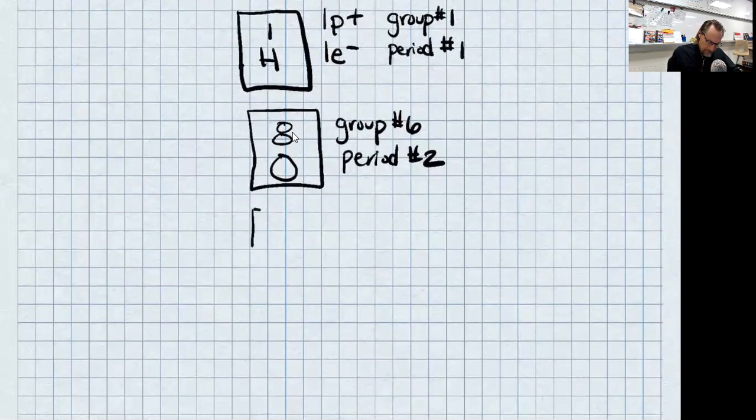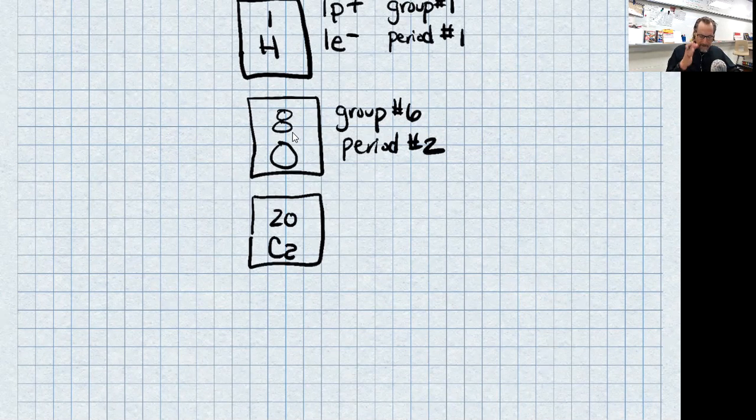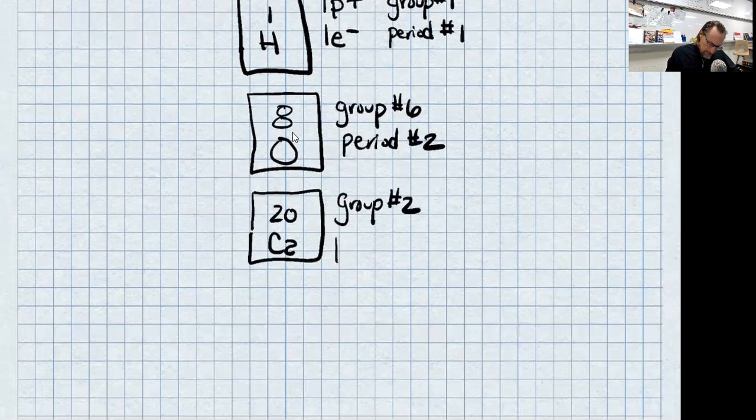And then we'll just go ahead and do one more. I think this is fairly easy stuff. So if I look for calcium, which is number 20 on the periodic table, it is in the second column up and down. So that's group 2. And it's going to be in the 4th row. So that's period number 4.